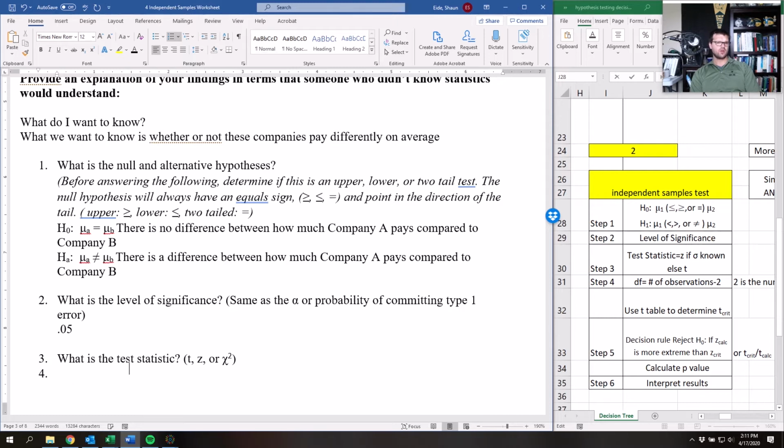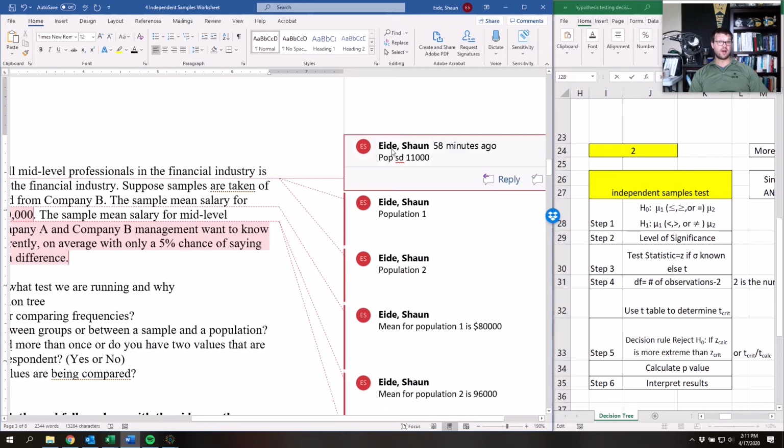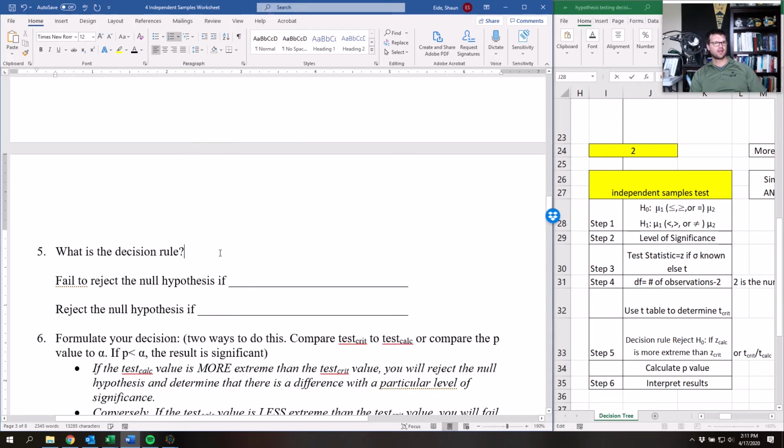Okay, what is the test statistic? The way that we determine the test statistic is whether or not we have the population standard deviation. If we have it, then it's going to be z. If we don't, then it's going to be t. The known standard deviation, in other words the population standard deviation, is 11,000. Because we have the population standard deviation, the test statistic is going to be z.